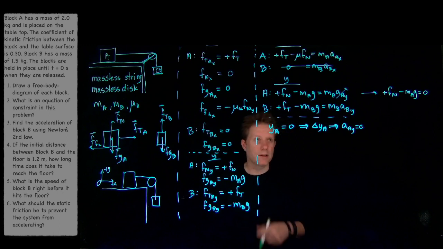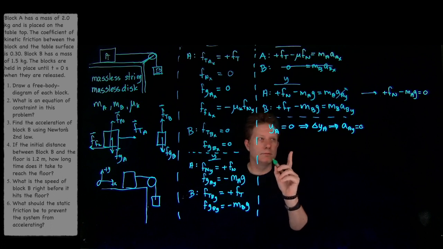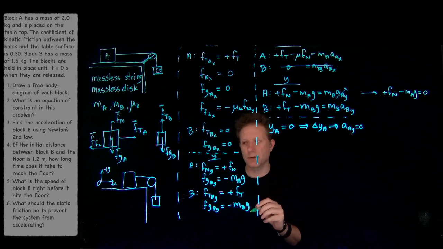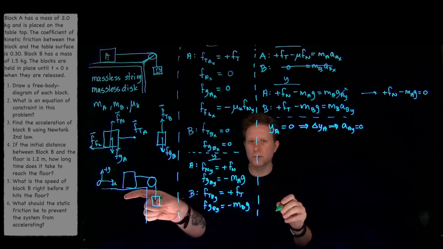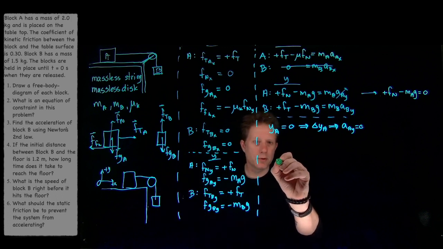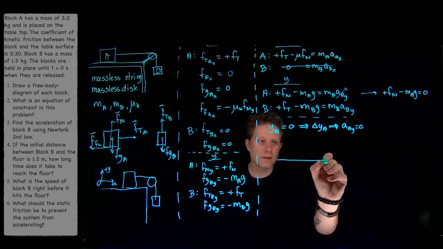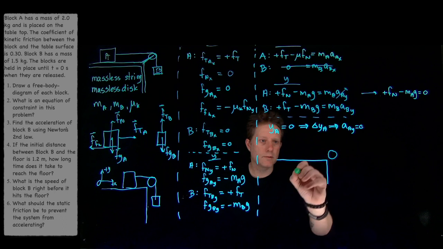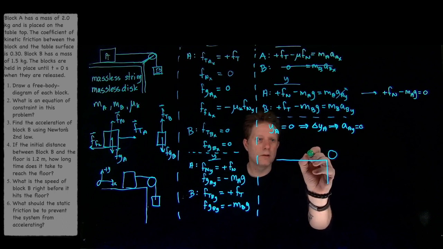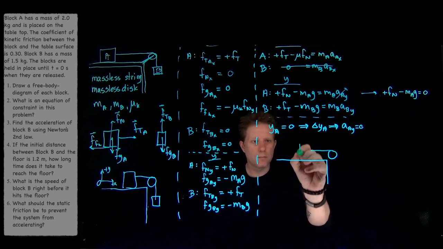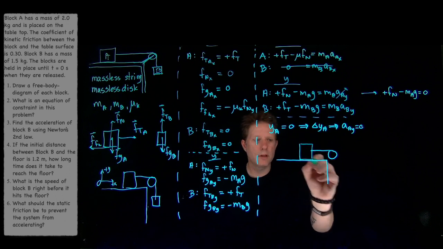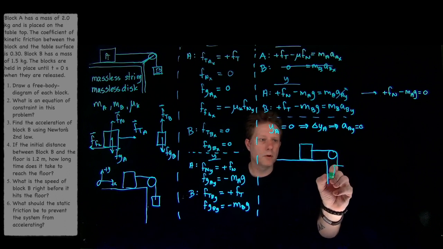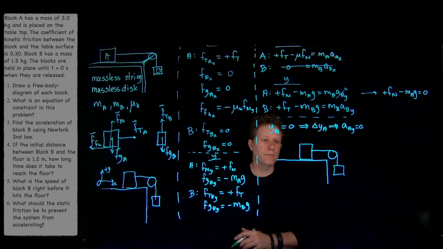Okay, so we got that equation. Now we still have one missing equation, and that's the last equation of constraint. For that purpose, I'm going to redraw this in a little bit more careful manner. I'm going to put the disk right here, box B, box A.